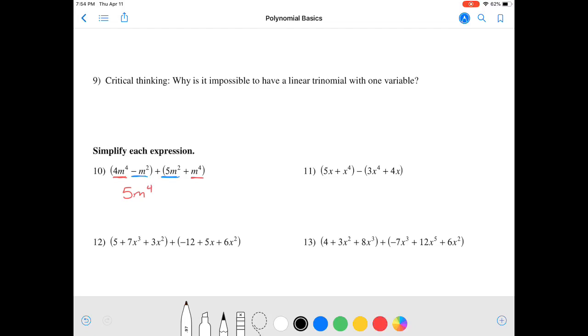And now I'm going to add up my m squareds. So I have negative m squared, or negative 1m squared, plus 5m squared. So if I do a negative 1 plus 5, I'm going to get a positive 4m squared. Now I check to make sure that it's in standard form, highest exponent to lowest, and it is, so that's my answer for this question.